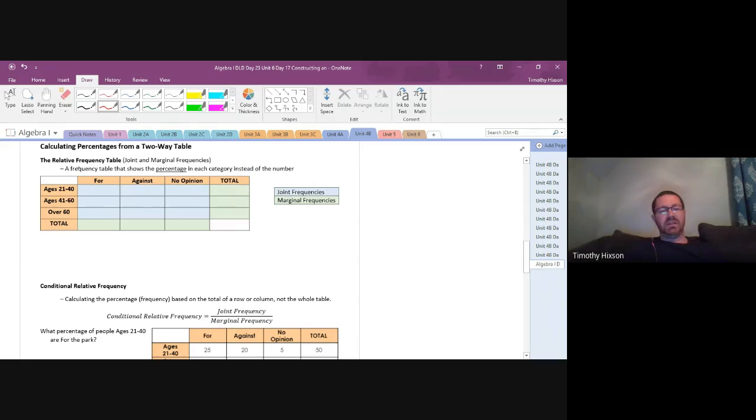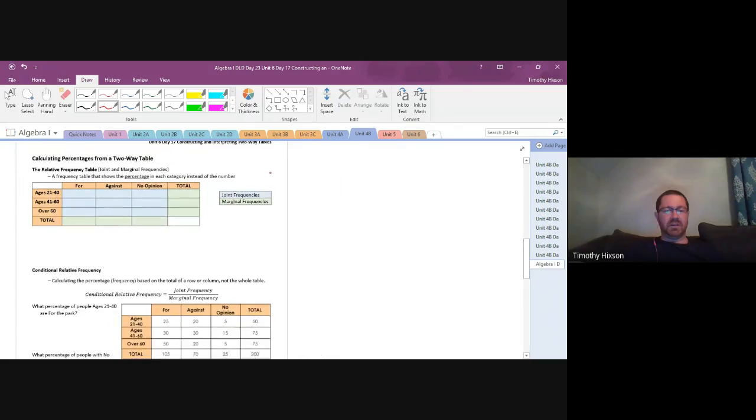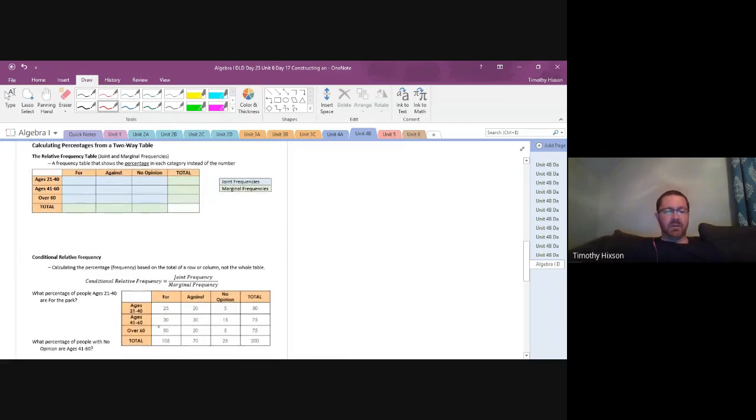So a relative frequency table is made up of joint and marginal frequencies. We'll talk about those in a second. And it's made up of the percentages in each category instead of the number, all right? So that table that we saw up above with the people voting for or against having the park, I want to revisit that here, and I have a copy of that table down below. We're going to use it even more later, but we can refer to it right now.